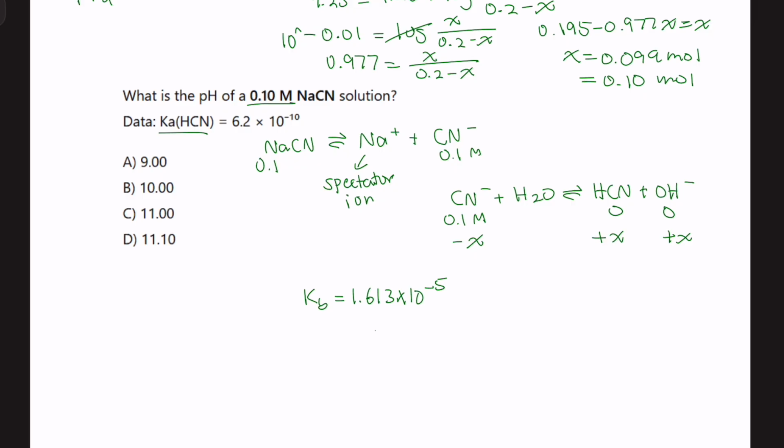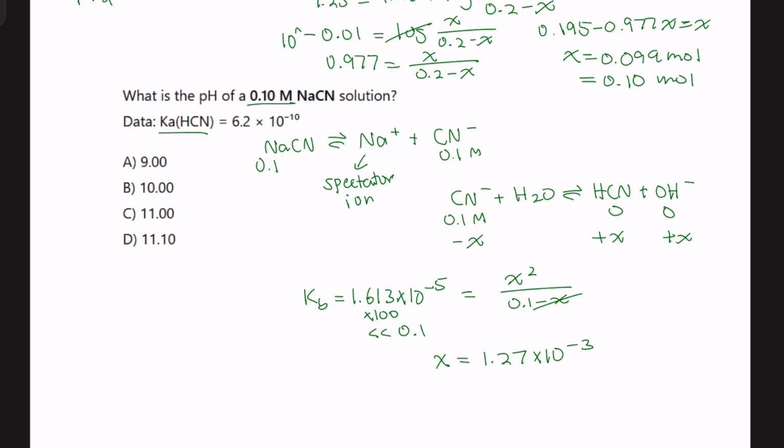And let's check if this follows a small x approximation. So if you multiply this by 100, you will see that it is much less than 0.1. So x is small. So this will equal x squared over 0.1 minus x. You can ignore that x and then find x to be 1.27 times 10 to the negative 3.